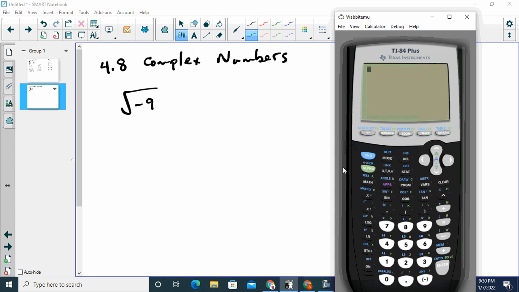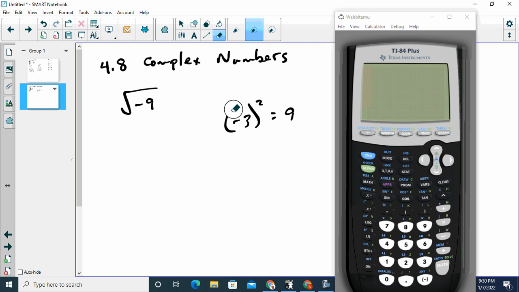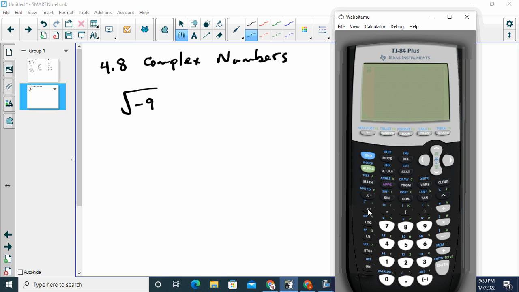Notice if we try to think of a number times itself that gives us negative 9, we're going to struggle to come up with one. Because 3 times 3 is 9, but negative 3 times negative 3 is also positive 9. So this can't be negative 9. If we're talking about real numbers, there's nothing we can come up with that when multiplied by itself gives me negative 9. You can check it on your graphing calculator. If we type in the square root of negative 9, it gives me an error and says it's not a real answer. Which is true.